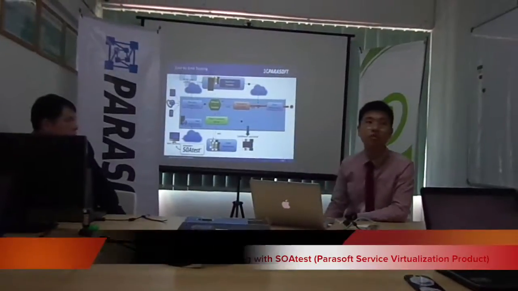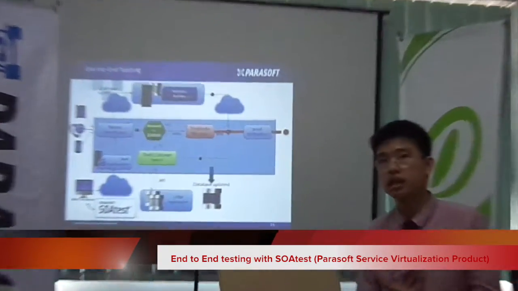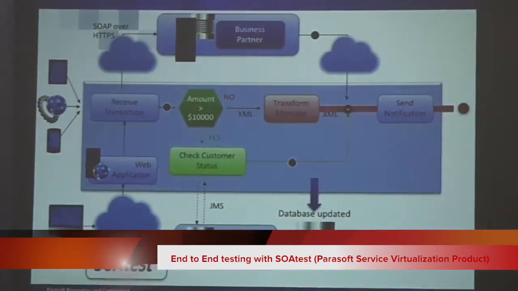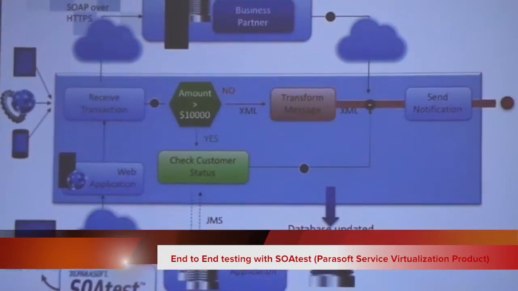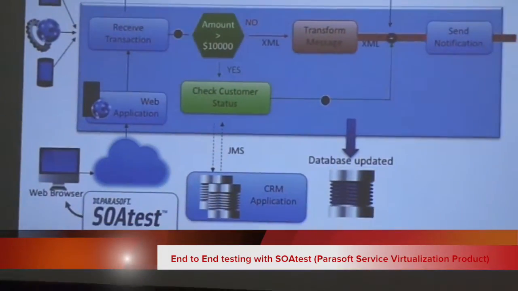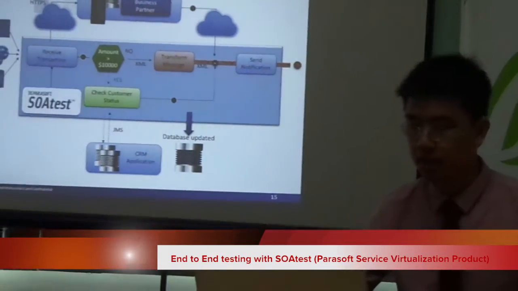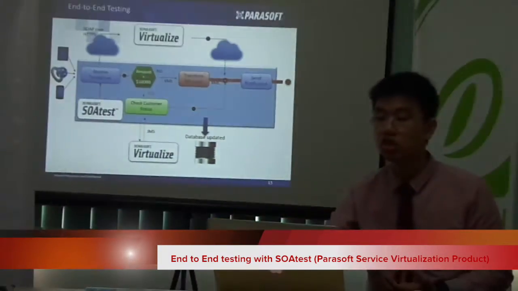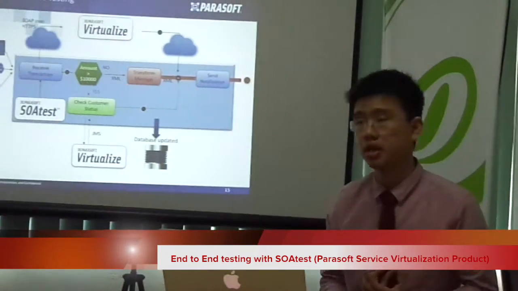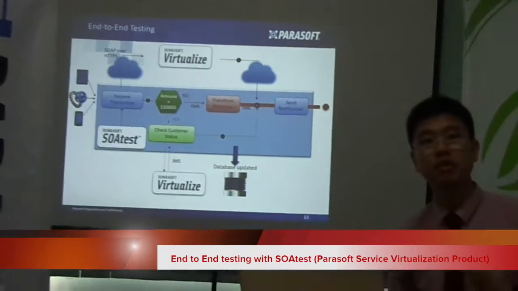On the lower left corner, you can swap with a SOA test, because it's not only able to simulate the API call, but also able to perform browser-based testing. It's like Selenium. And then of course for the dependent CRM and also the business partner, you can virtualize them. Virtualize them as in you can simulate their behavior, or you can crop out the condition.